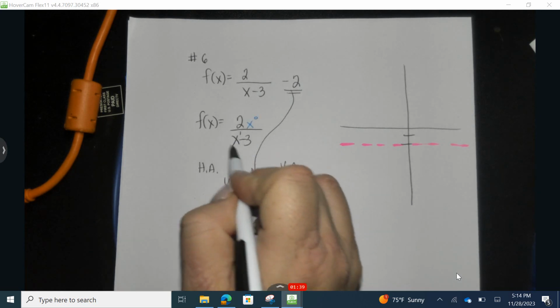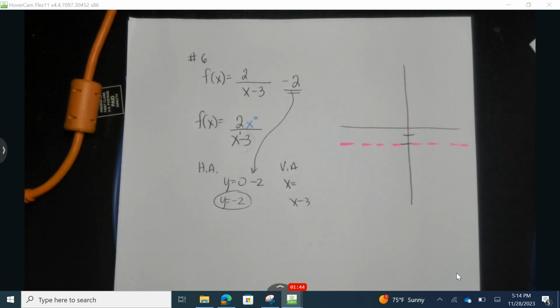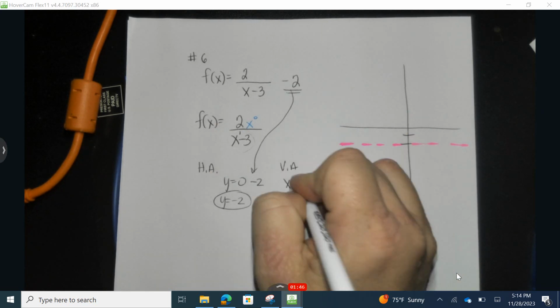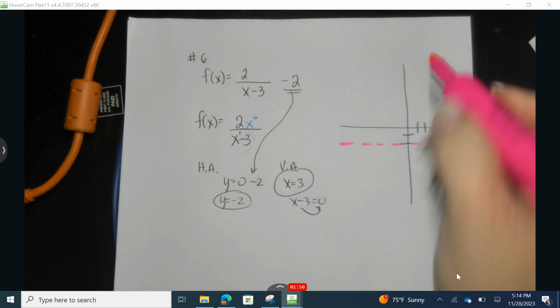Now to figure out what the vertical asymptote is, we go into the denominator and set that equal to 0. So x minus 3 equals 0, and solving, I add 3 to the opposite side and get x equals 3.